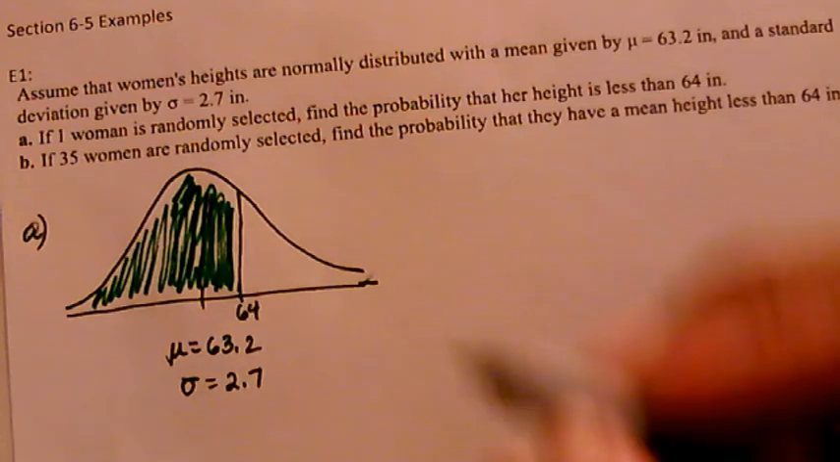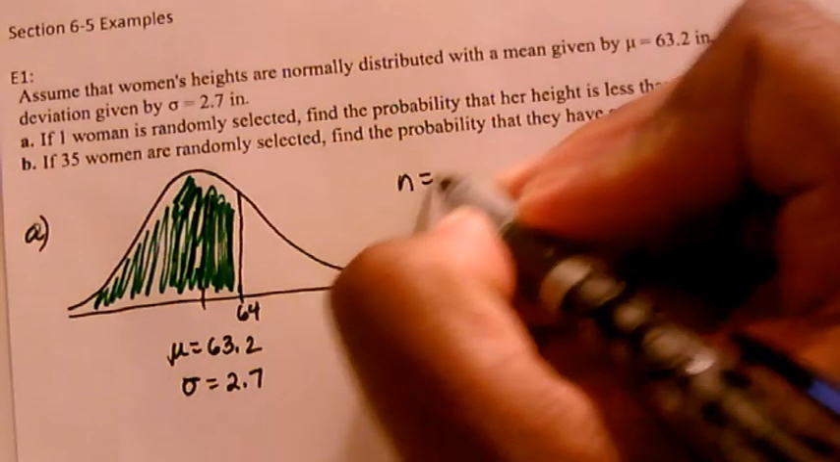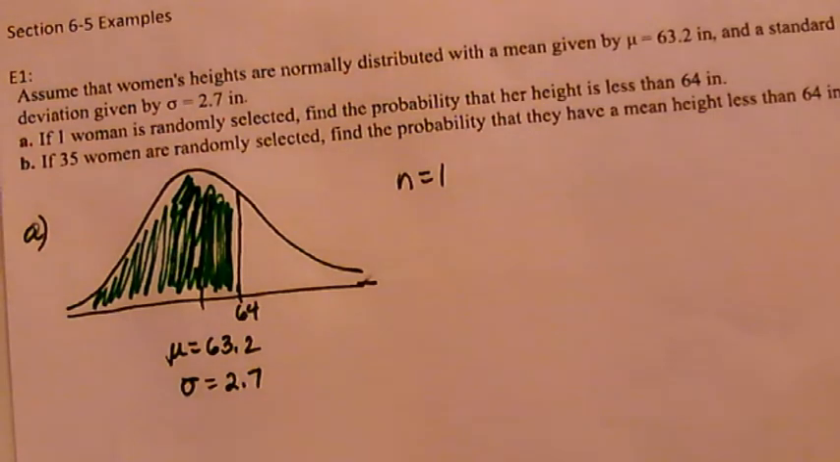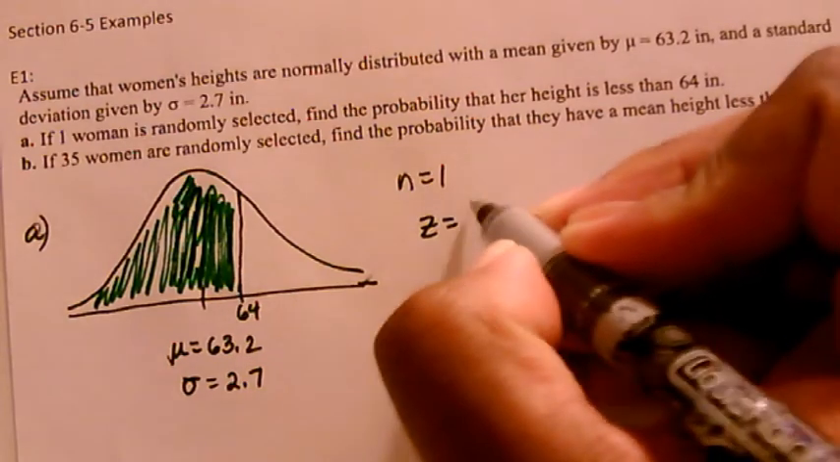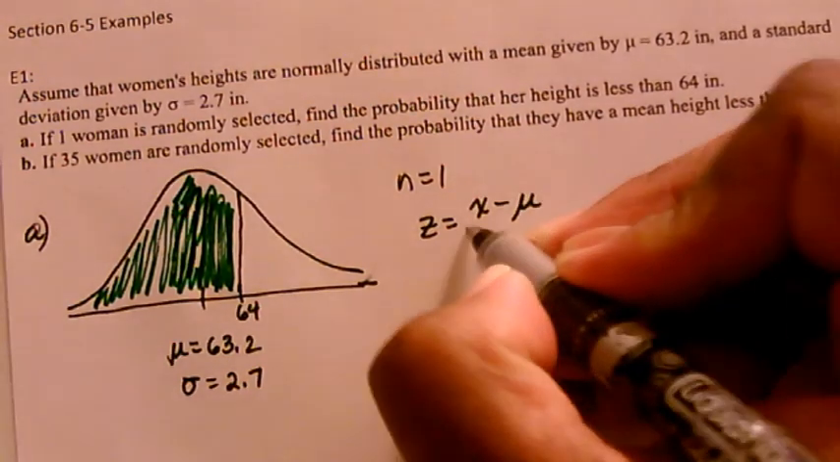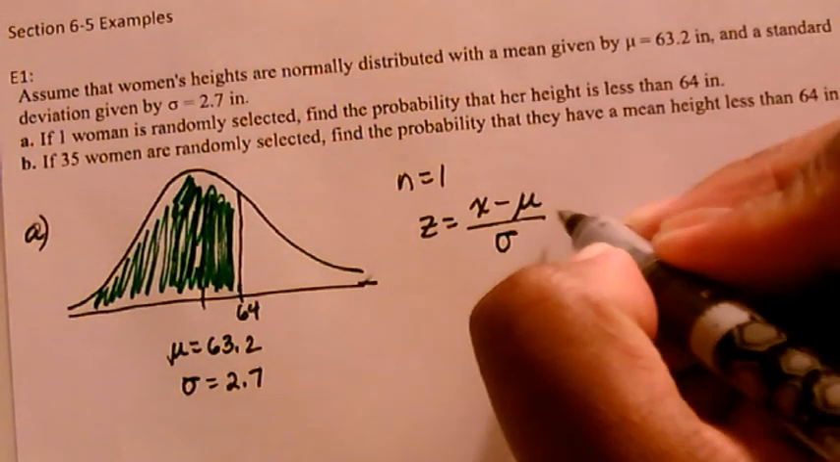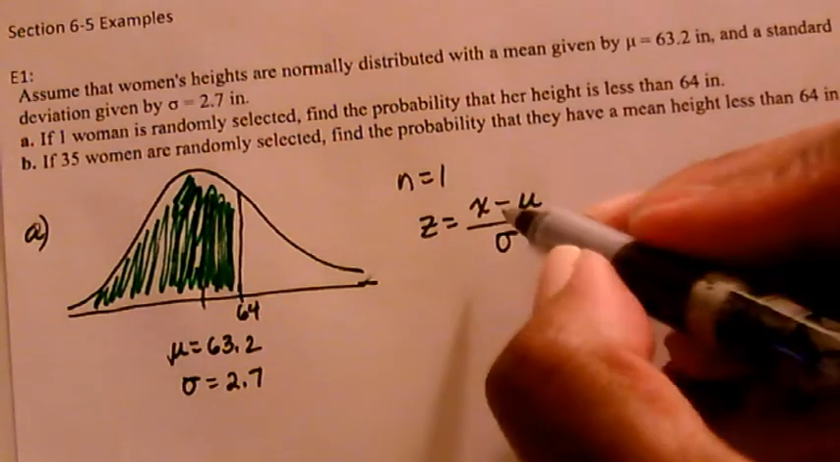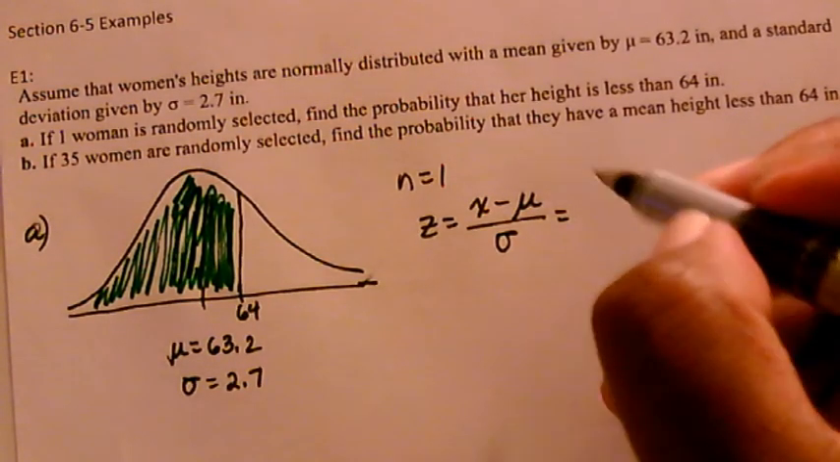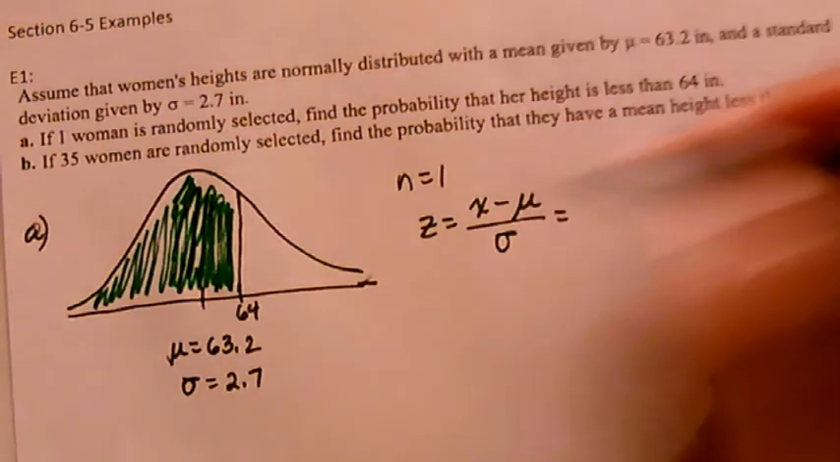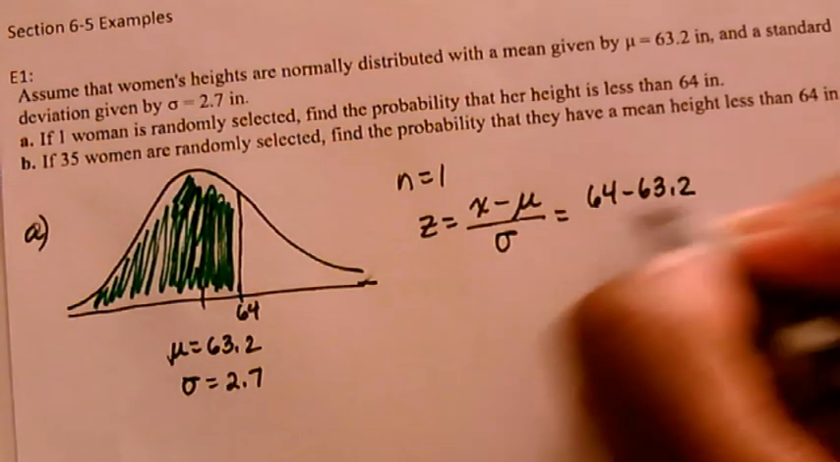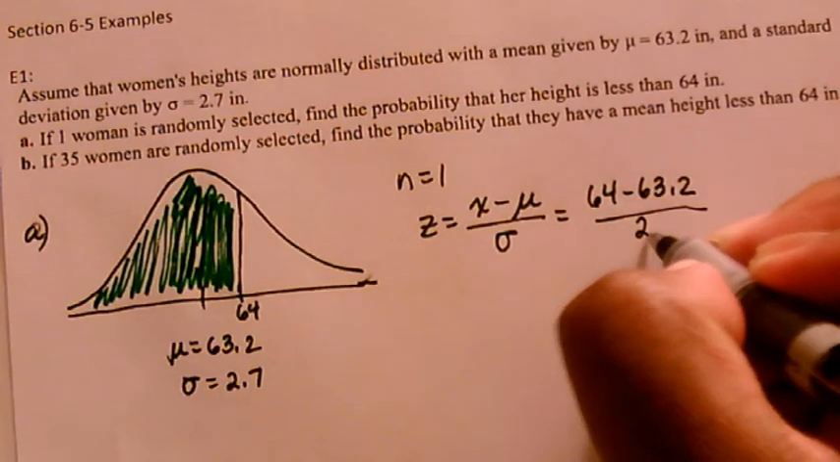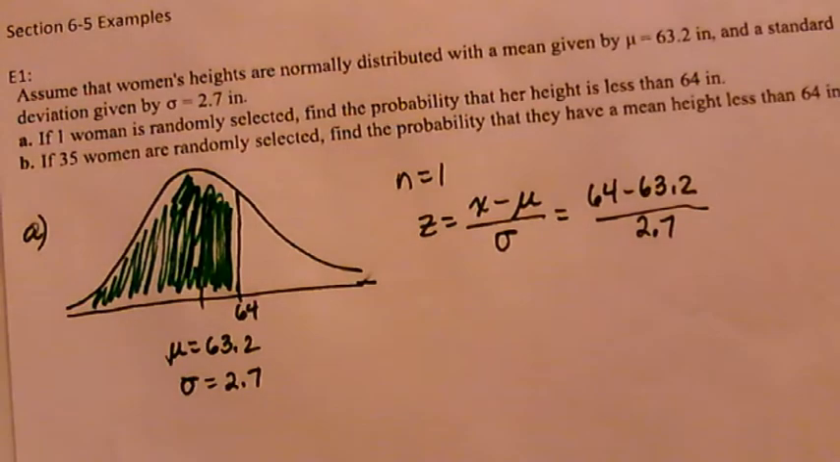Alright, so now we're dealing with n is equal to 1, a single woman. So what we want to do is convert that 64 to a z-score using the formula z is equal to x minus mu divided by sigma. In this case, your x is 64. So it'll be 64 minus 63.2 divided by sigma, which is 2.7.